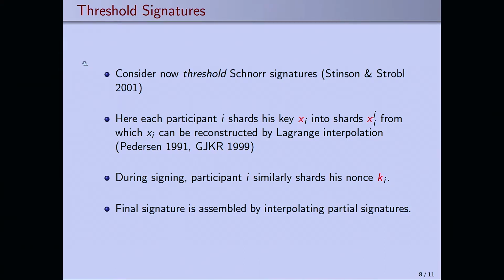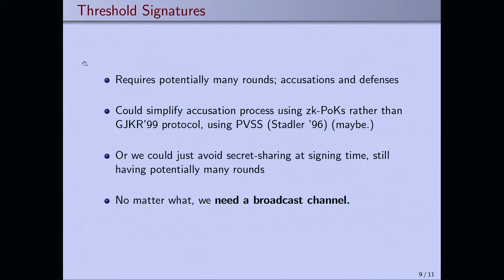So Gennaro, Jarecki, Krawczyk, and Rabin came up with an extension to this where you have these challenges and then like a way to defend against the challenges, and this prevents this certain forking attack, and everything's okay. Okay, so that's nice. But there's another thing. So there are a few different schemes. There are a few different ways that we can simplify this protocol, or that I think we can simplify this protocol. But no matter what, we're going to need a broadcast channel.